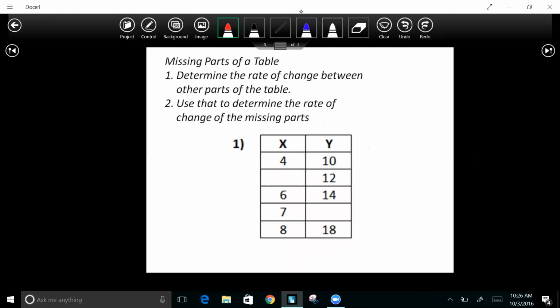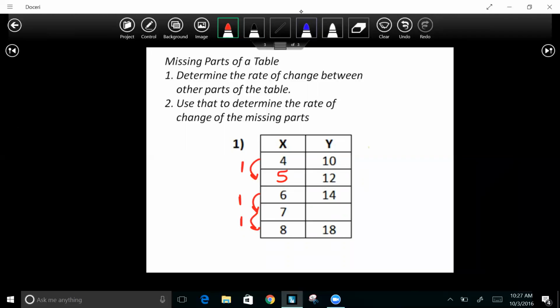If I go 6 to 7, what's my rate from 6 to 7? What about from 7 to 8? So what should be my rate of change for x? 1. You keep on adding 1. So from 4 to 6, or from 4 to our next one, it should be adding 1, so it should be what?